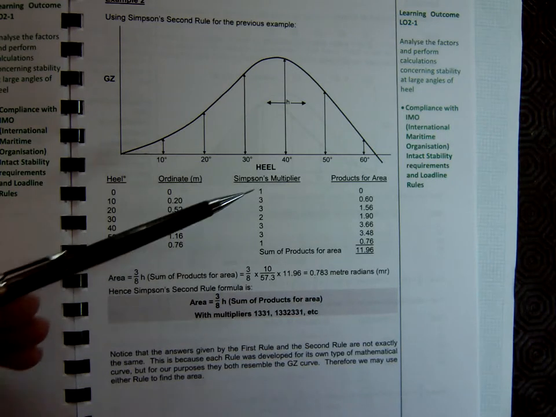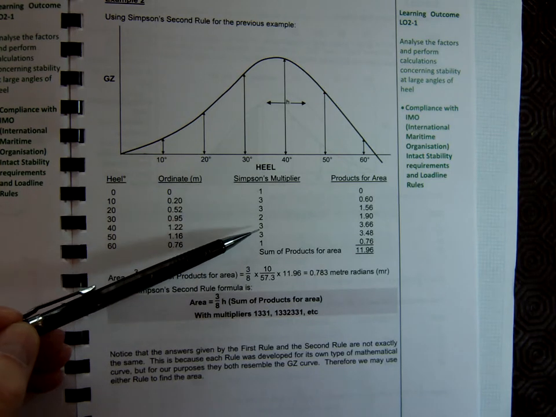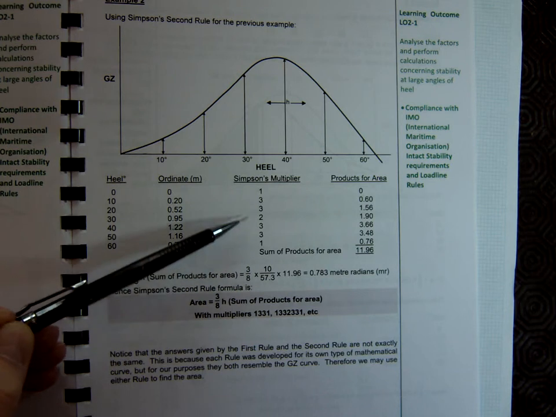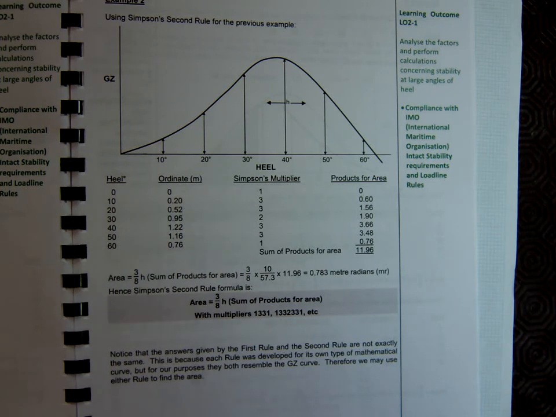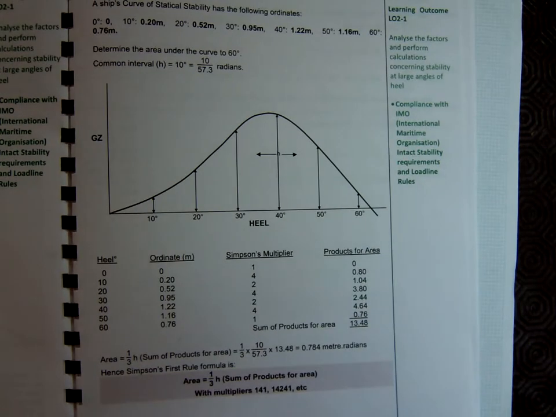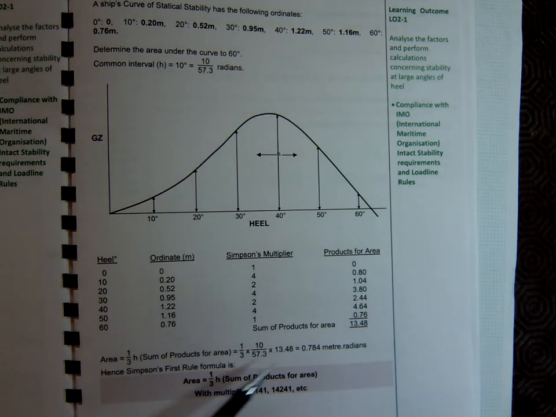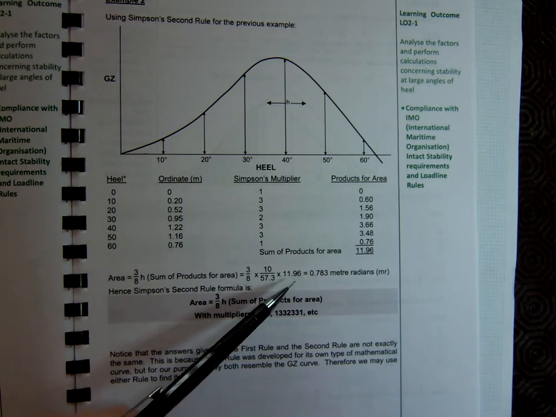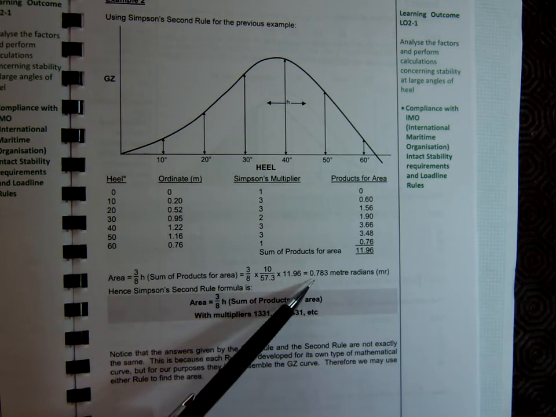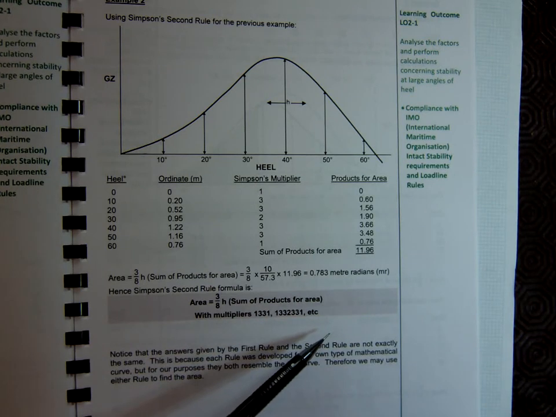Now, it's worth noting here that we could actually use 1, 4, 2, 4, 2, 4, 1. So for this particular example, we could have used either Simpson's first rule or Simpson's second rule. And if we just compare the two, in example 1 we used the first rule and we got an answer of 0.784 meter radians. In the second example, where we used the second rule, we got 0.783 meter radians. So we get a slightly different answer, but as I say, either will suffice.